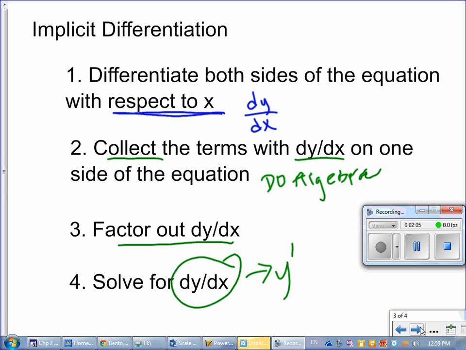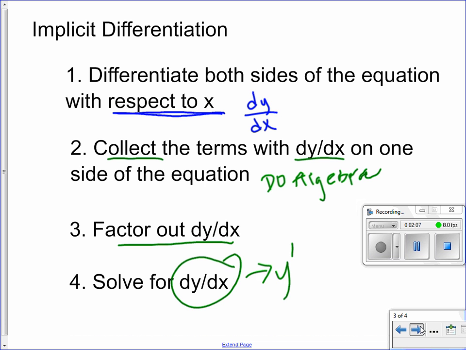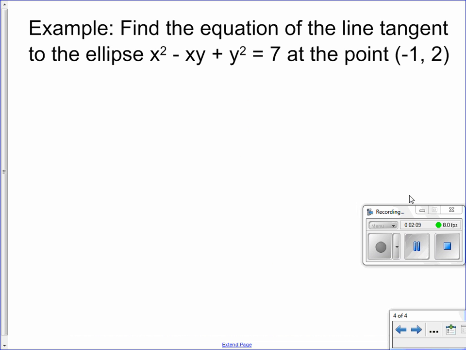So let's look at an example. Find the equation of the line tangent to the ellipse, x squared minus xy plus y squared equals 7 at the point -1, 2. So here's a great example of an implicit equation. We couldn't even solve for y if we wanted to because there's a y squared and a y. It would actually be possible, but it would take so long to do the algebra, it's not worth it. It'll be a lot faster if we derive it implicitly.